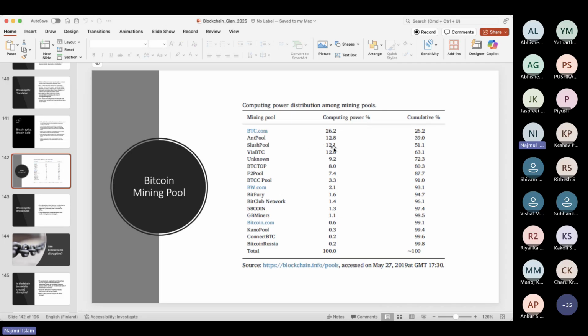These numbers change, but I think I got it in 2019. If you go to the website blockchain.info/pools, they probably have updated information. I used this in one of my research papers, so I just put it here. But anyway, the point is that the first three mining pools, BTC.com and the other two, all together are already more than 51%.